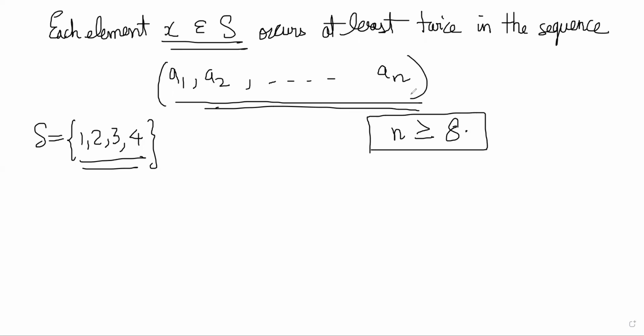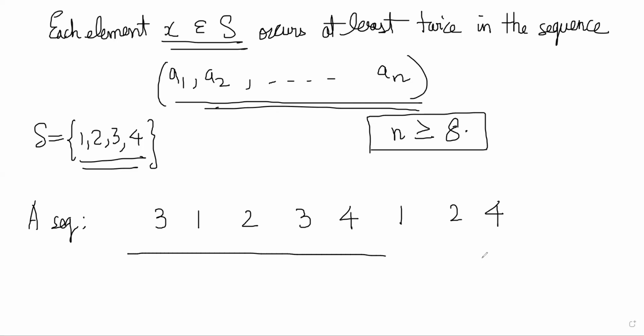Now, this is still not a construction. We have not really defined our sequence yet. But now I will show you a given sequence, a sequence like this: 3, 1, 2, 3, 4, 1, 2, 4. Let's look at this sequence, right? Notice that each element occurs twice, right? Each element occurs twice.